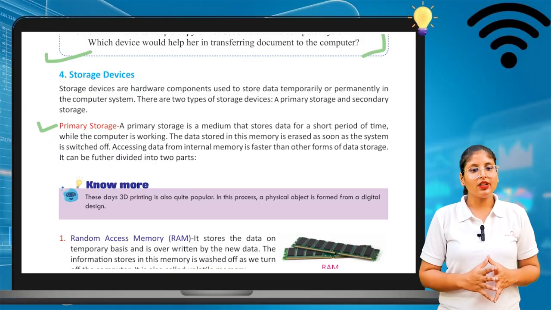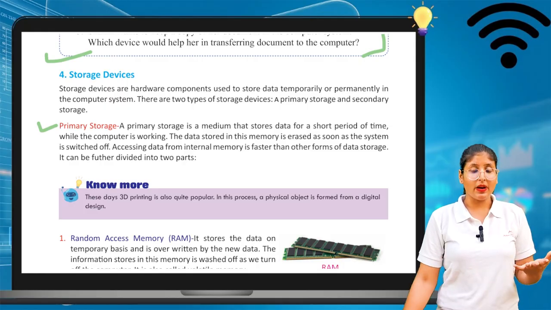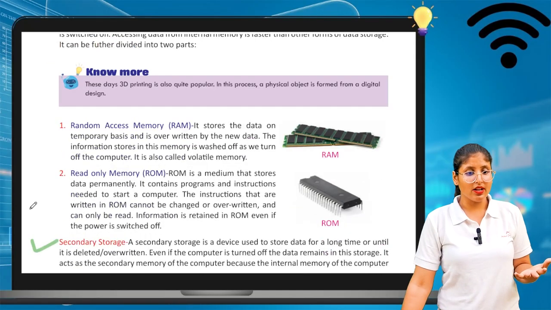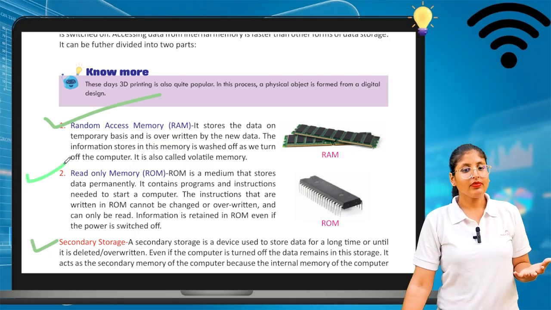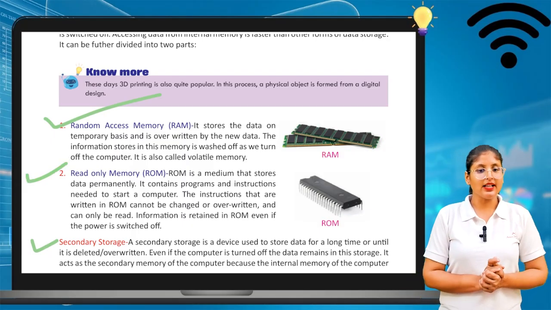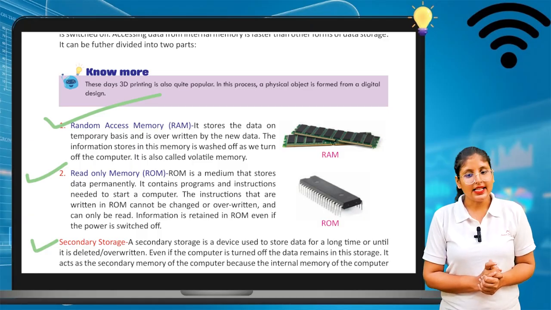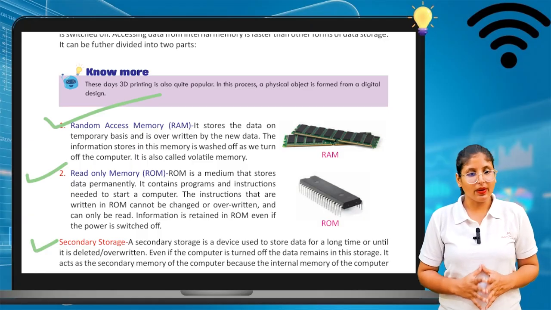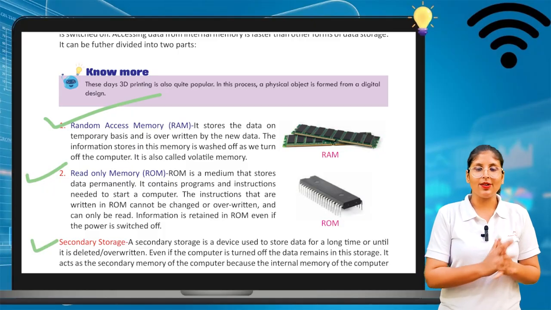It can be further divided into two parts. First is random access memory, that is RAM, and the second is ROM, that is read-only memory. Let's see what the differences are between random access memory and read-only memory.